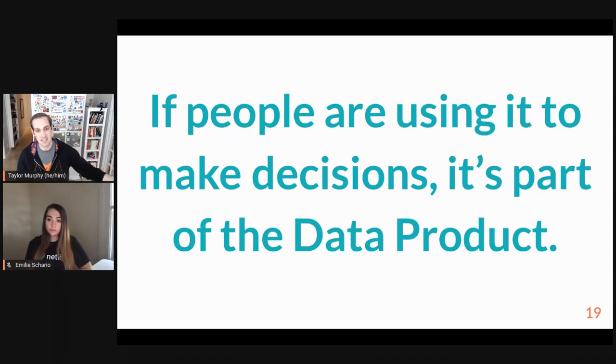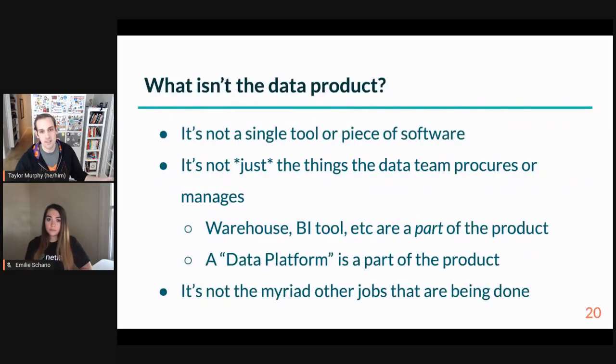Remember, the goal of the data team is to help the company make better decisions. And so if people are using something to make a decision, you should consider it to be part of the data product. But along with this, you should also think about what isn't the data product. It's not a single tool or piece of software. There's not one thing in the organization that you can point to and say, this is our data product, we can spin this off and sell it as a separate piece of software if we wanted to. It's going to be a complex thing.